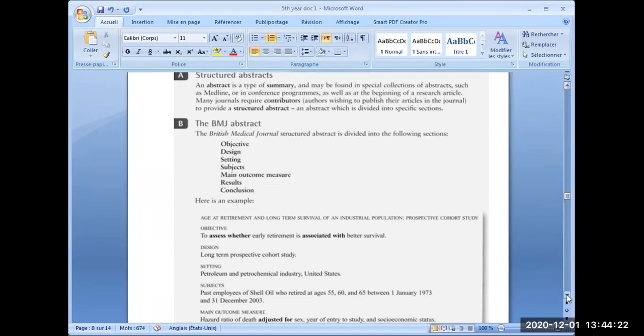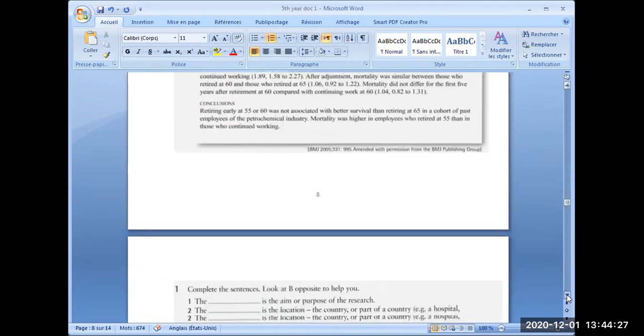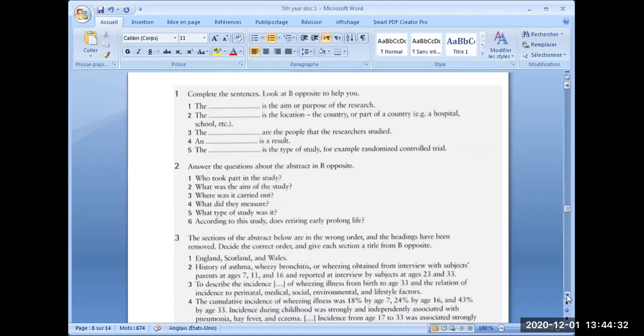And here you have examples that you need to read. Okay, take your time and read it. Right. So we're going to need certain lexical items used in the text you read before. So complete the sentences, from 1 to 5. Look at B, opposite, to help you. So how do we call the aim or purpose of a research? Subject. It's the objective, it's the aim, yes.